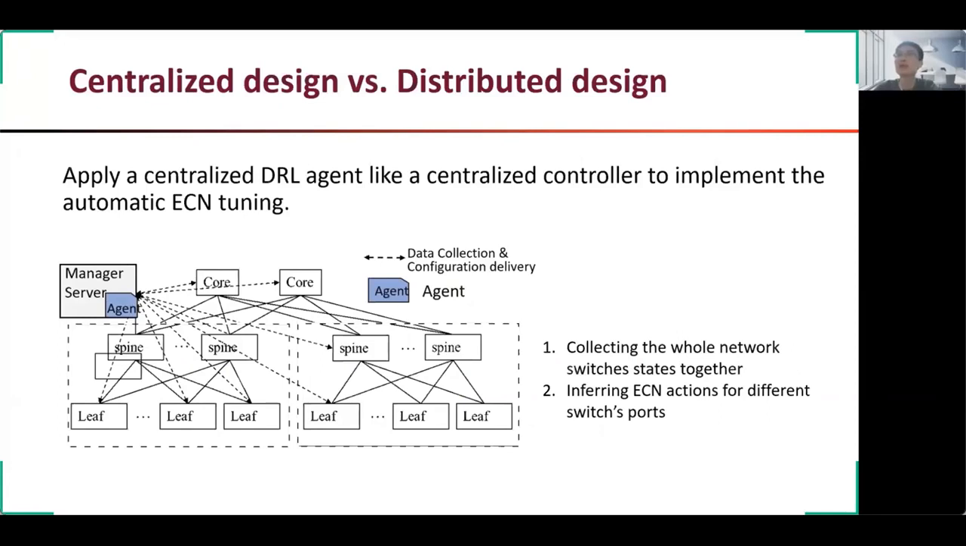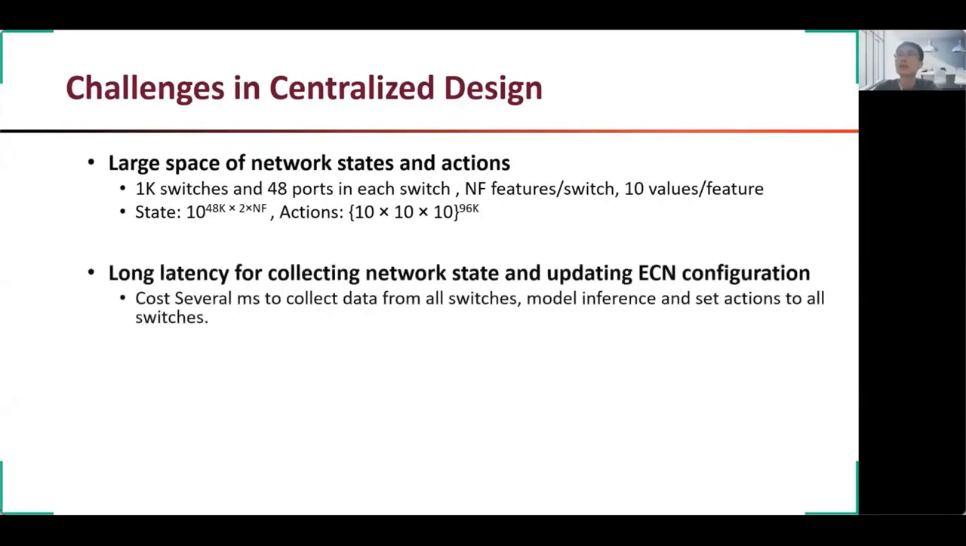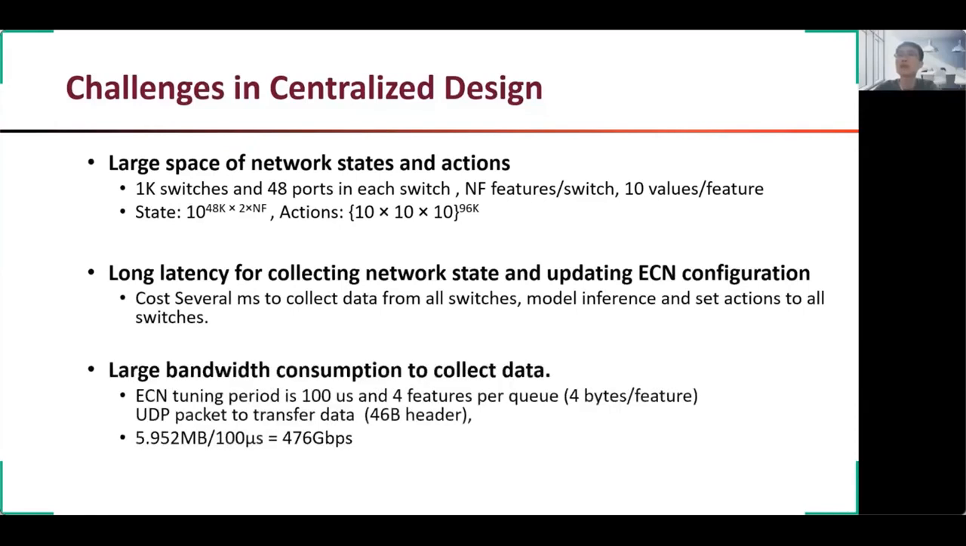The centralized agent collects the states of the whole network's switches together and infers ECN actions for different switch ports. But in the centralized design, the agent has to collect the whole information of the topology and the states of all switches, including throughput, queue length, and so on. So there will be a large space of network states and ECN actions. The centralized agent will also bring long latency for collecting network states and updating ECN configuration. Also, it needs large bandwidth consumption to collect data.